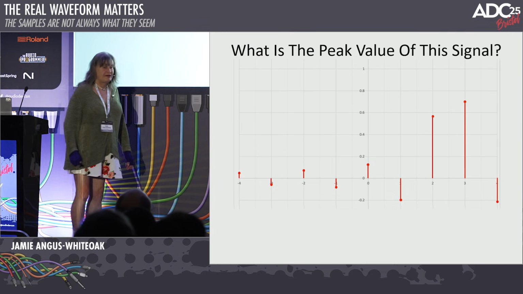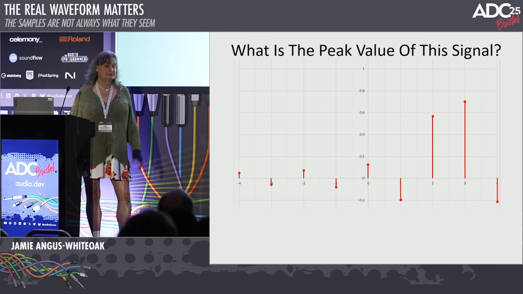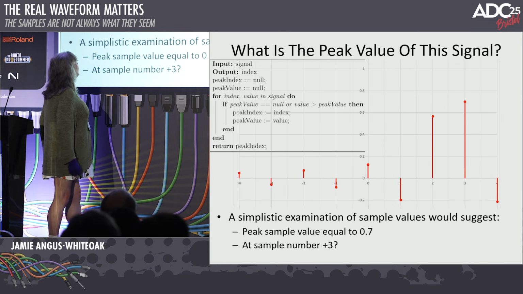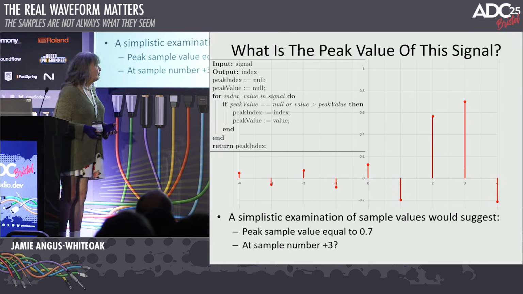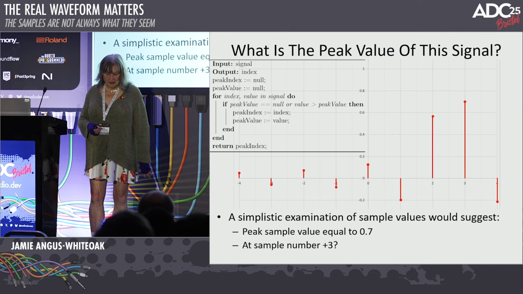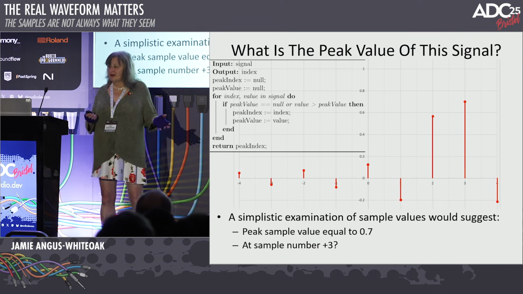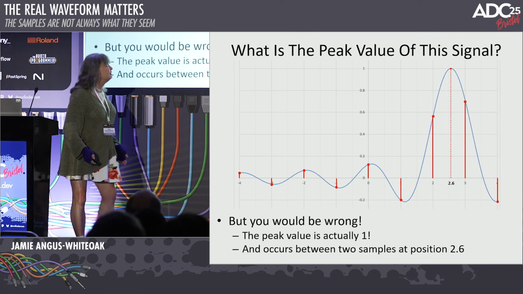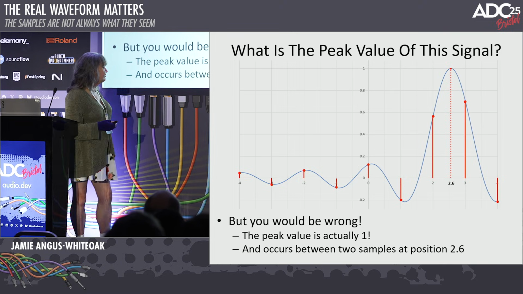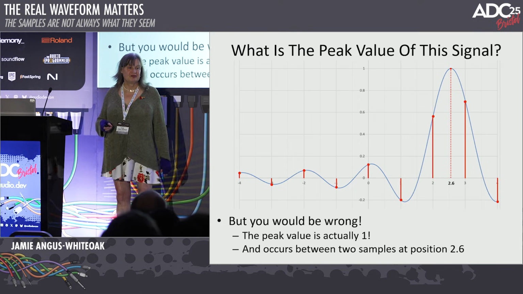So look at this waveform, nice sampled waveform. What's the peak value of it? It's a rhetorical question, right? But thinking about it in software terms, a simplistic explanation of the sample value would actually suggest that it's sample 3 at 0.7, yeah? That's what your software would give you. But you'd be wrong, all right? The peak value is actually 1. And if it mattered, sometimes it does, it occurs between the two samples at position 2.6.